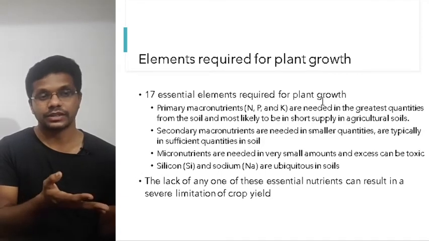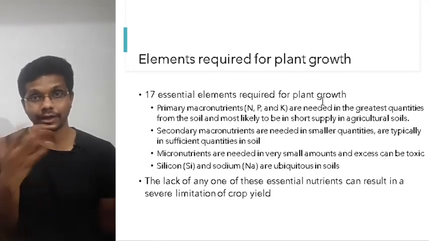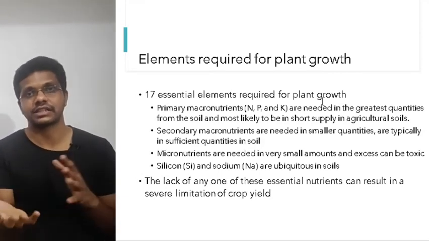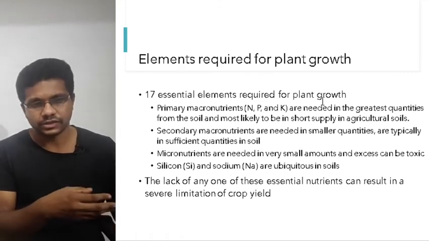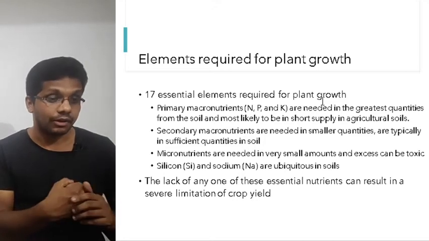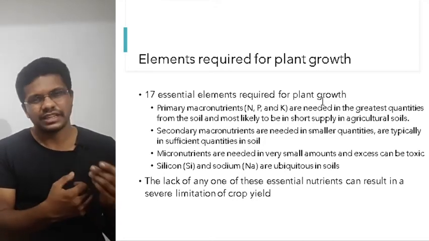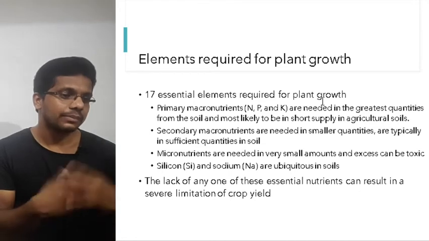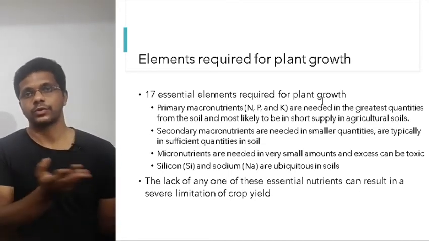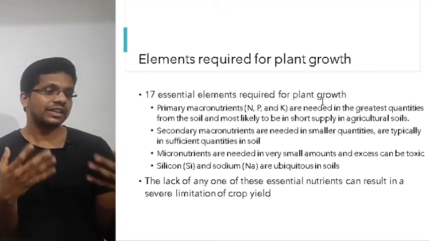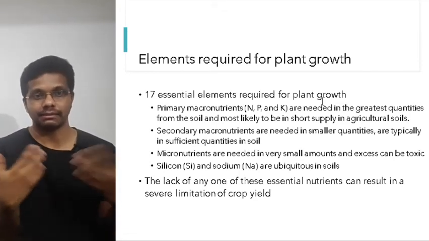The primary macronutrients NPK are required in high quantities, and plant growth is directly affected by the presence of primary macronutrients. But the secondary macronutrients are needed only in small quantities, and there are also micronutrients, which are needed in very little quantity. Some nutrients like silicon and sodium are present in almost all types of soil, so you don't have to add them. So most of these fertilizers contain the primary macronutrients NPK.